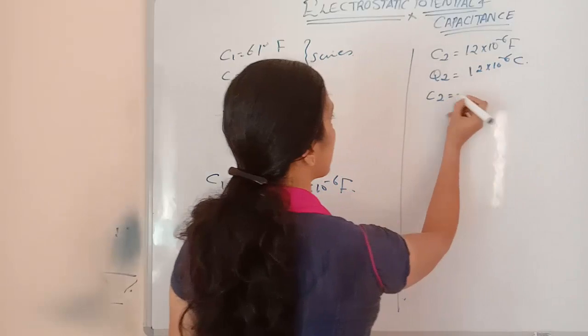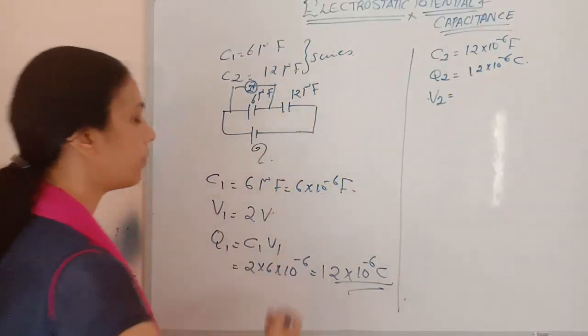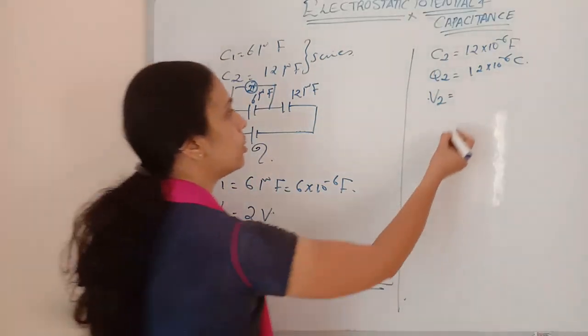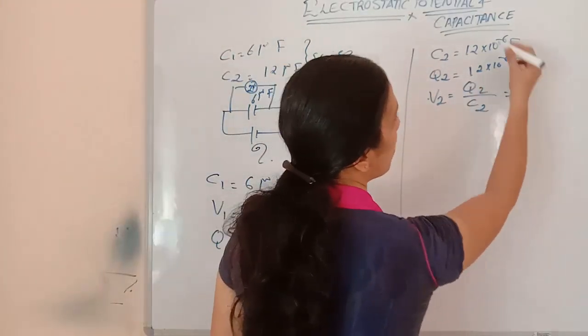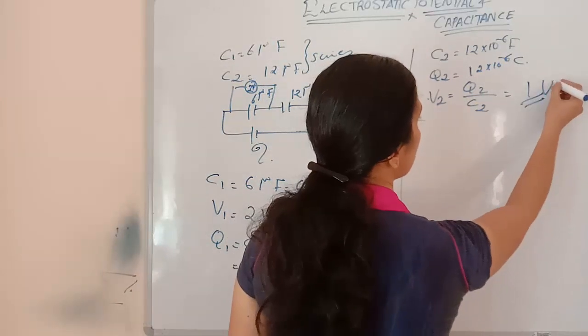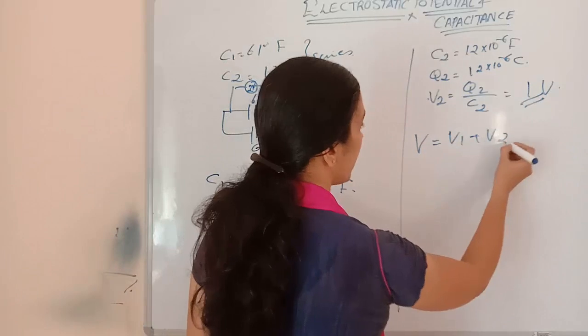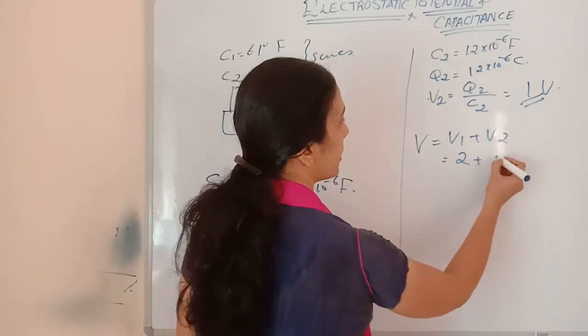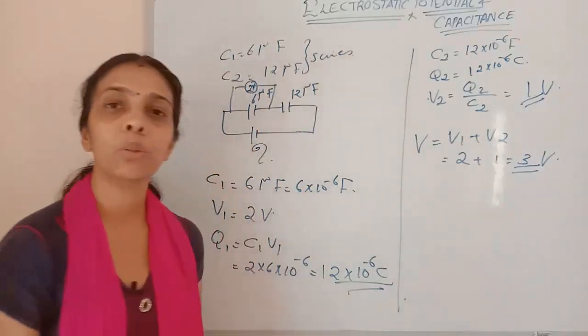C2 equals... how can we find it out? V2 only we need to find out, right? So V2 will be equal to Q2 by C2. Since both are the same, we get 1 volt. So the total voltage will be V1 plus V2. V1 we already got as 2 and this is 1, so the total voltage will be equal to 3 volt.